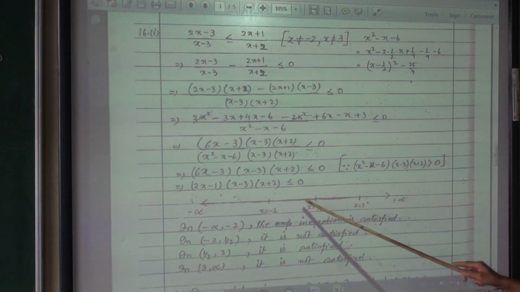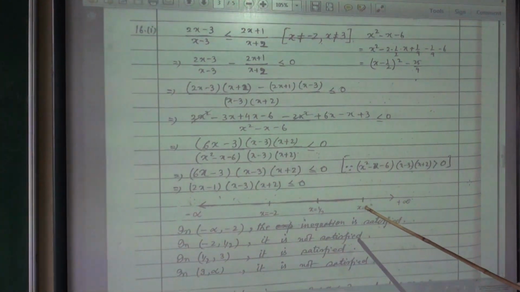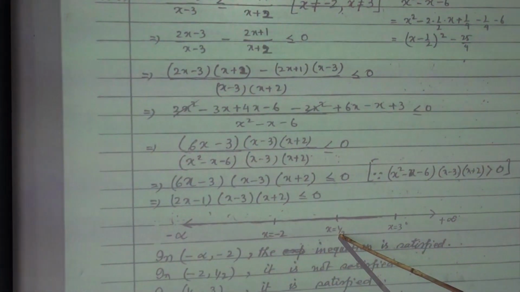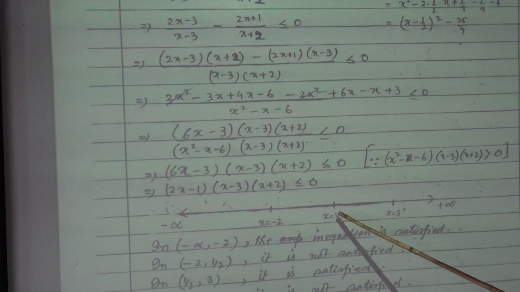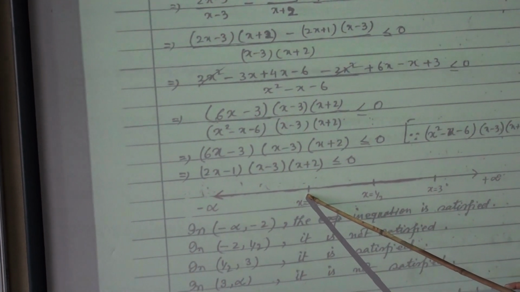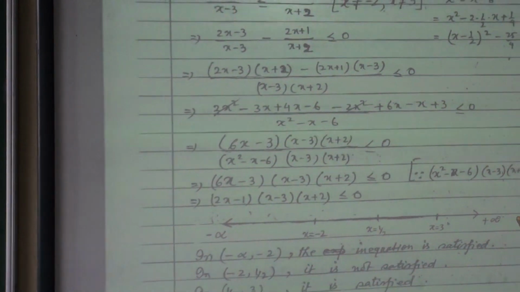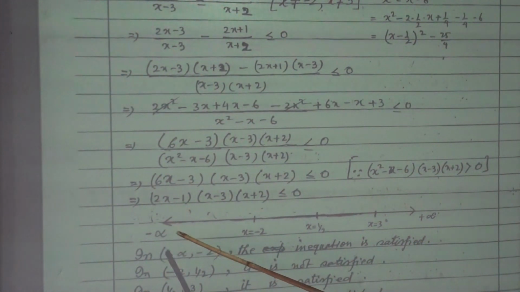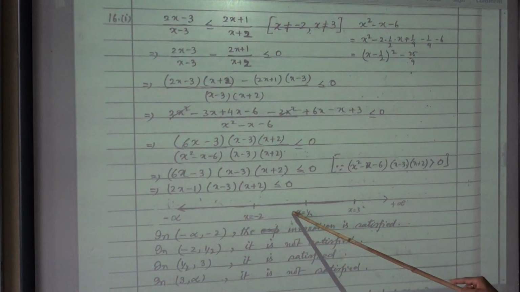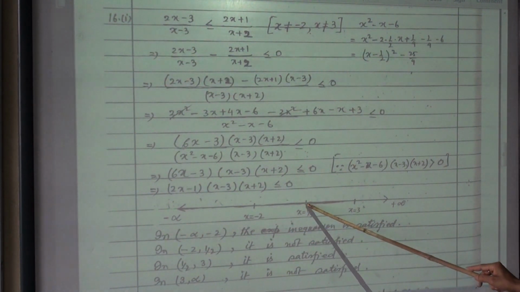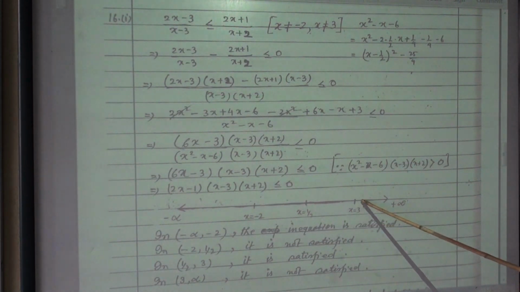So this is the real line. I am marking the positions. x equal to 3 is more than half, and minus 2 is less than half, so I have marked minus 2 here. This is the real line, this is infinity, this is minus infinity. This is one interval, minus infinity to minus 2. This is another interval, minus 2 to half. This is another interval, half to 3, and this is 3 to infinity.